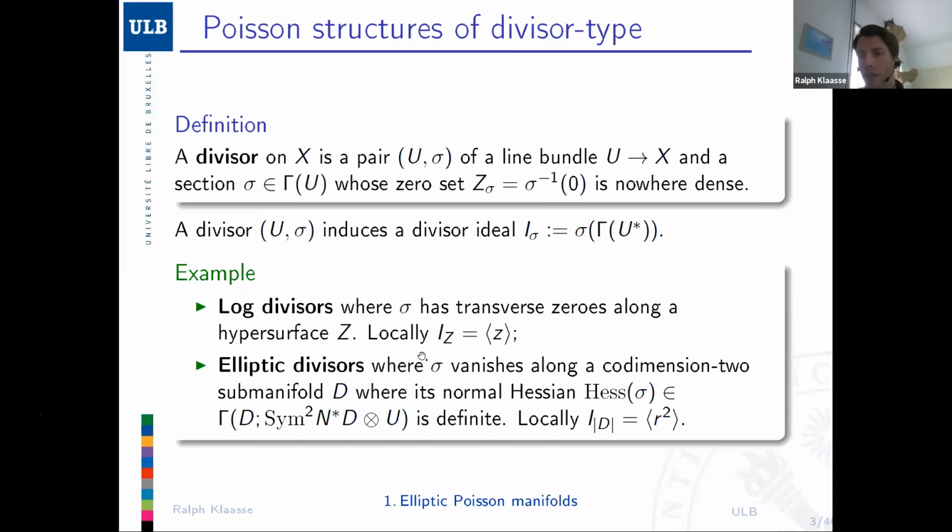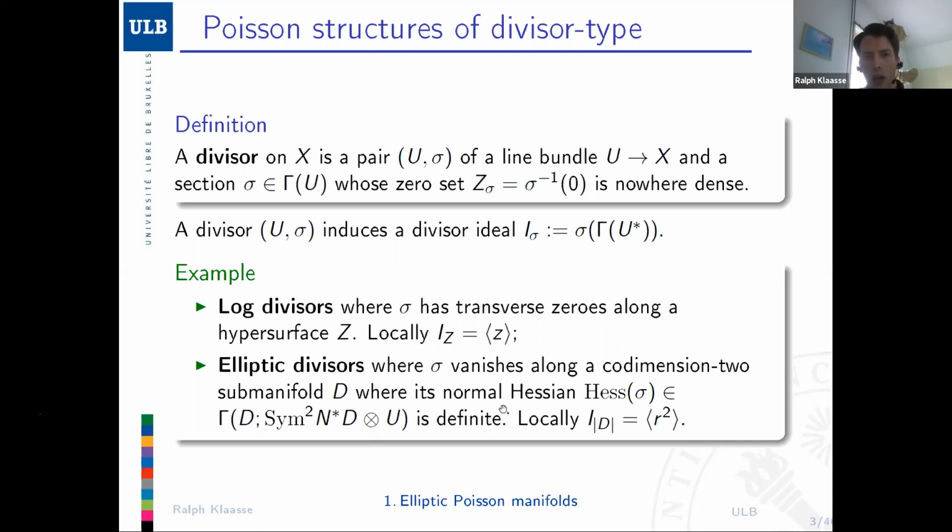There you have second order vanishing, and the intrinsic definition is that there's some normal Hessian which is definite. It's basically locally given by the zero set of a definite Morse-Bott function, and you can write it like this. So it's locally r squared, where r is the radial coordinate in the normal bundle to D.